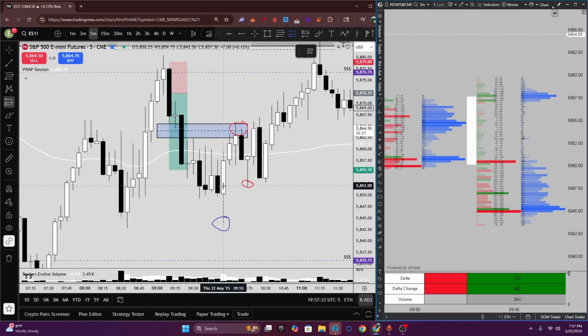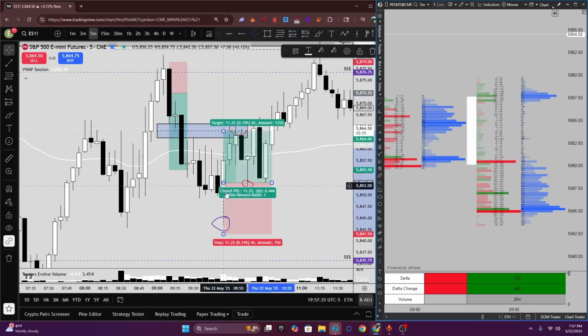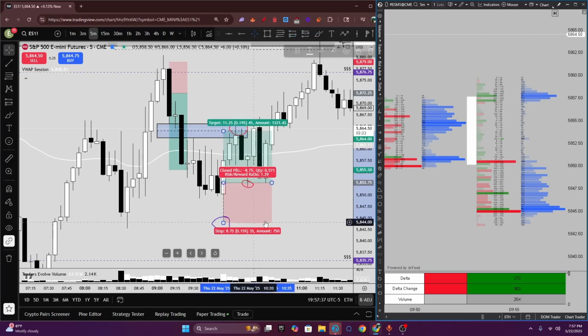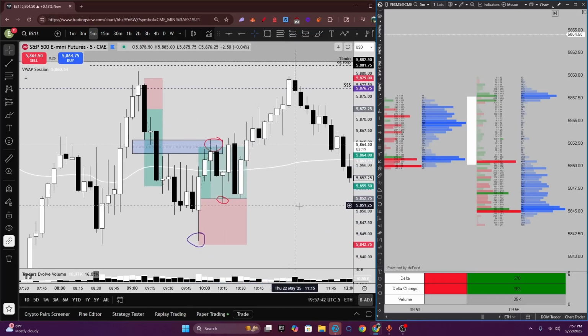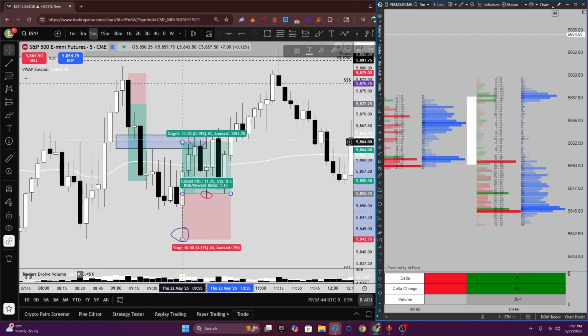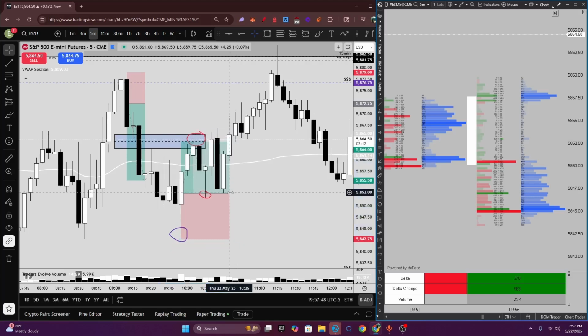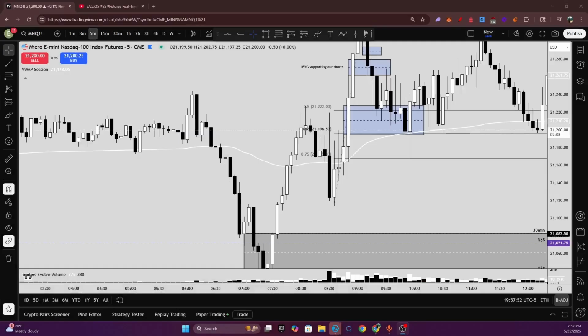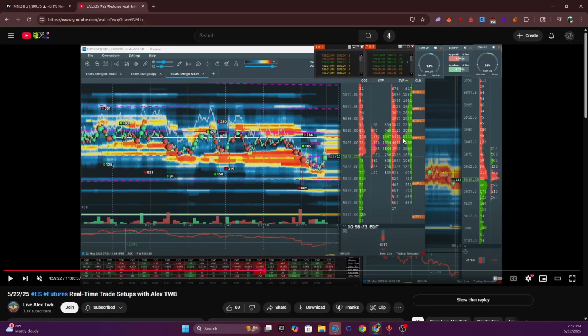You likely could have entered long around this area, with a stop below it around maybe 40 ticks on ES, and you likely could have targeted around these highs right here. So that's a 1-to-1. That's not bad, but you likely have buying support that you might see.